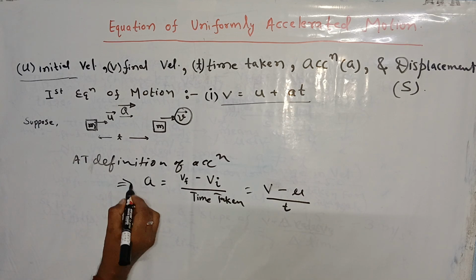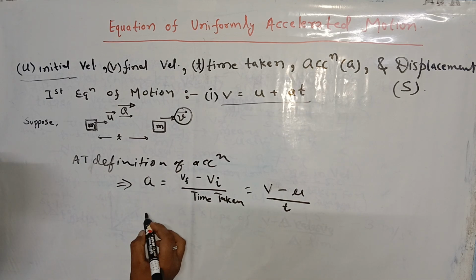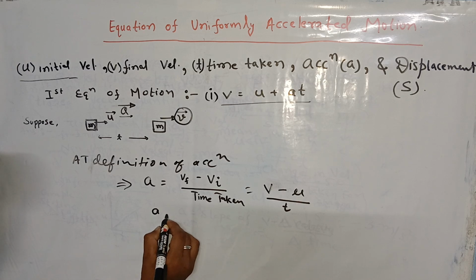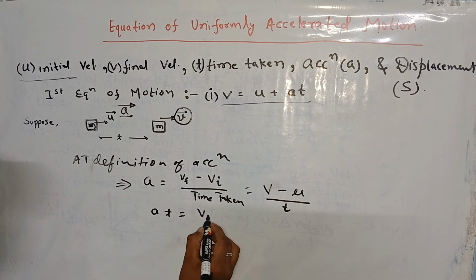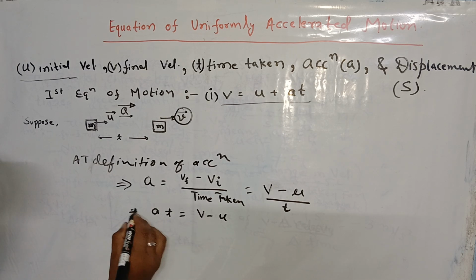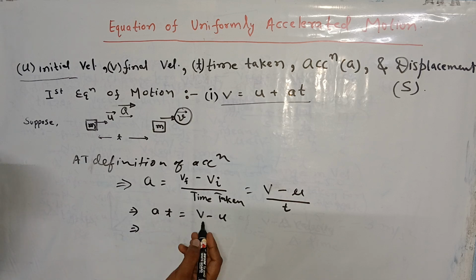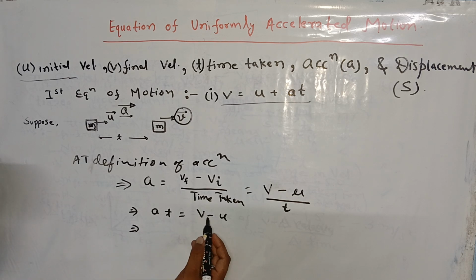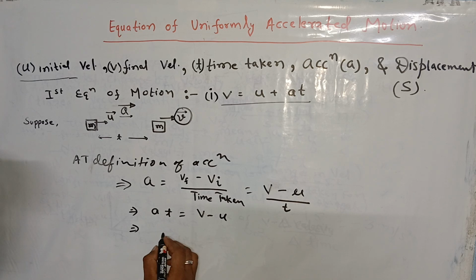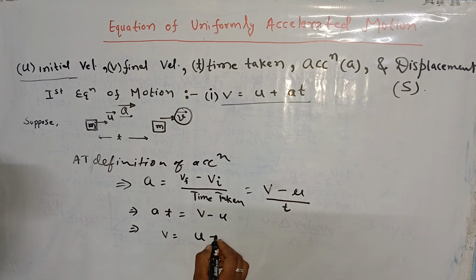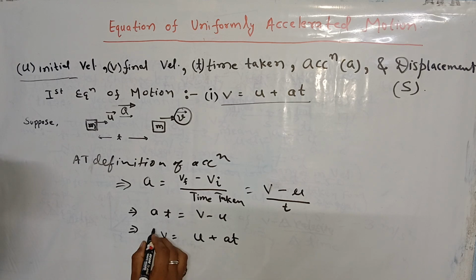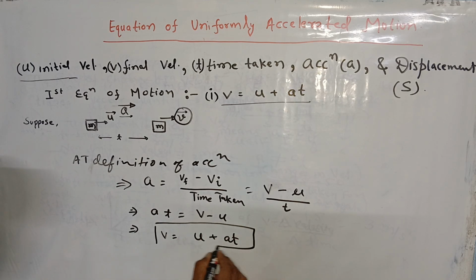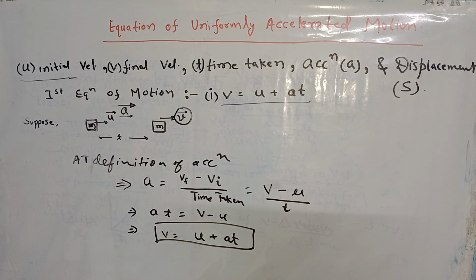So if we cross multiply, we get at equals v minus u. After shifting u to this side, we have v equals u plus at. This is the first equation of motion.